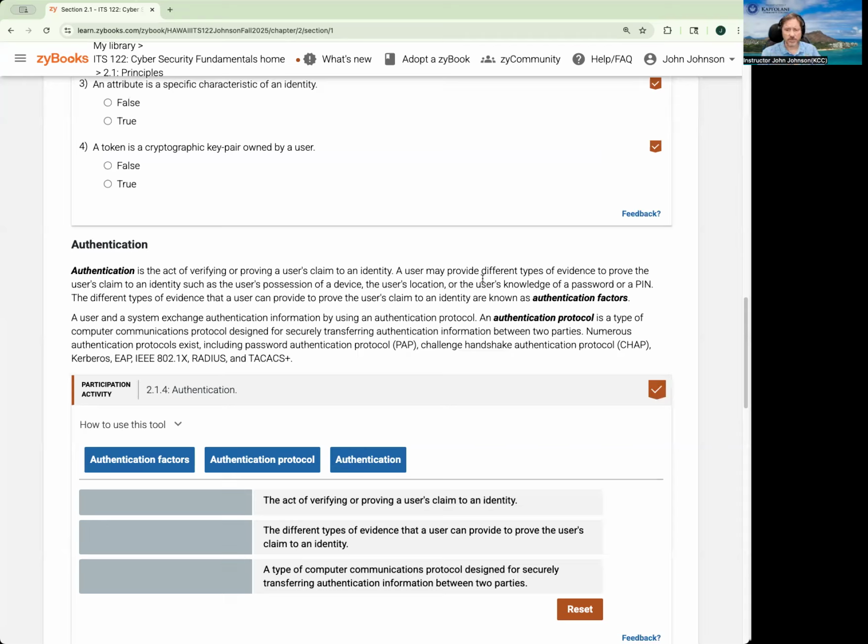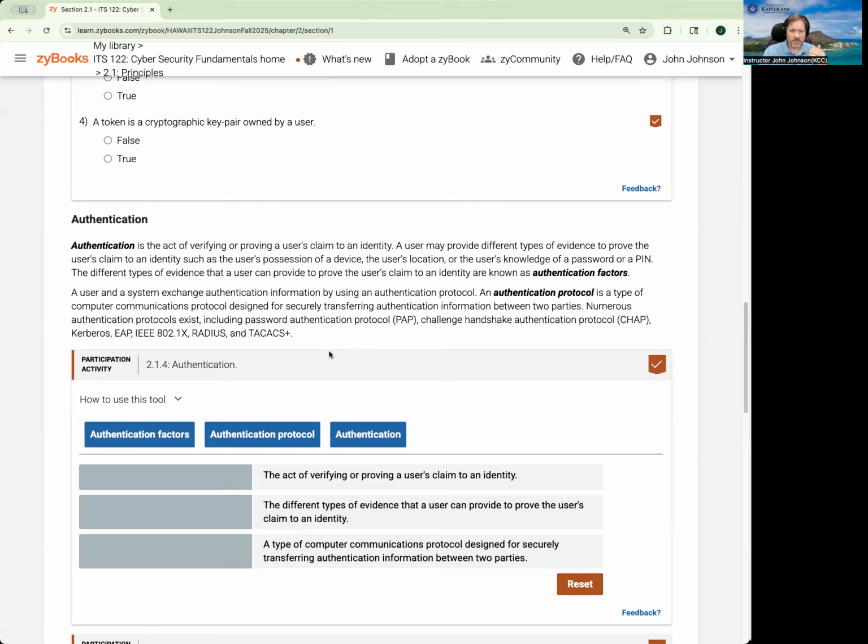These are later iterations of it. So some of the protocols that are in use now: we have password authentication protocol, which is known as PAP. We have CHAP, which is challenge handshake authentication protocol. We have Kerberos. We have EAP. We have IEEE 802.1X. We have RADIUS, and we have TACACS+.